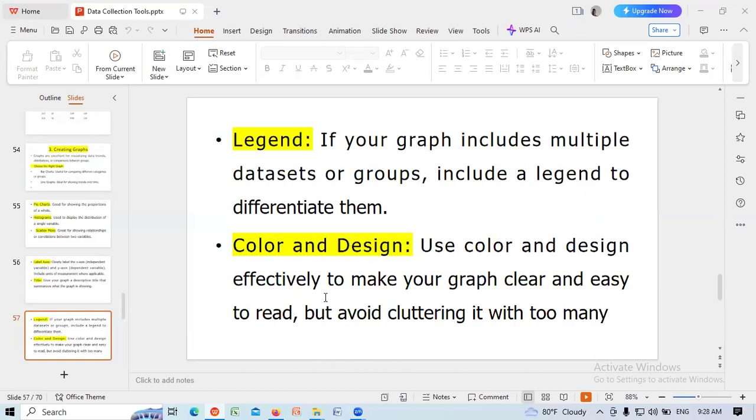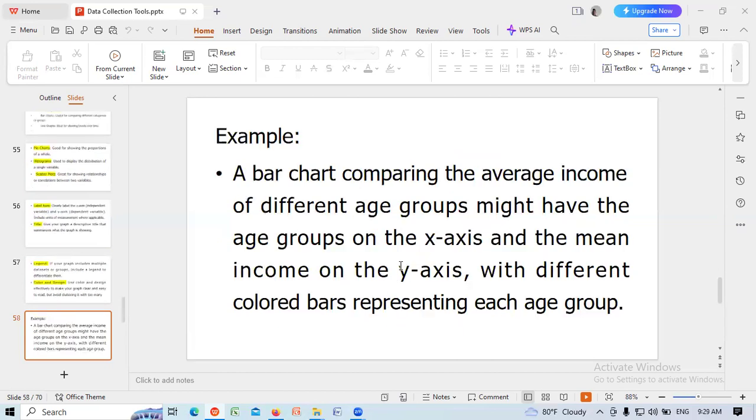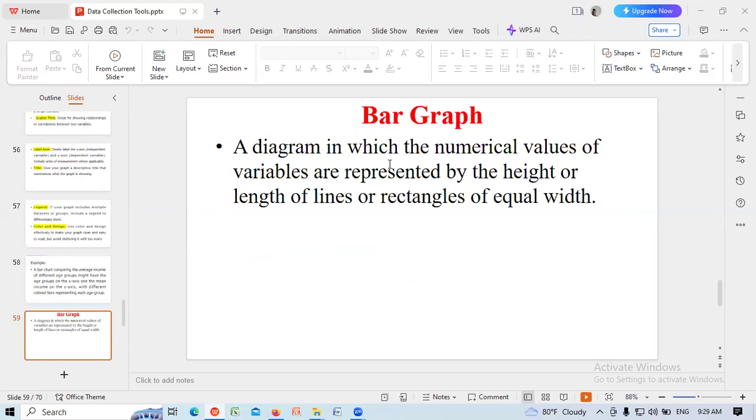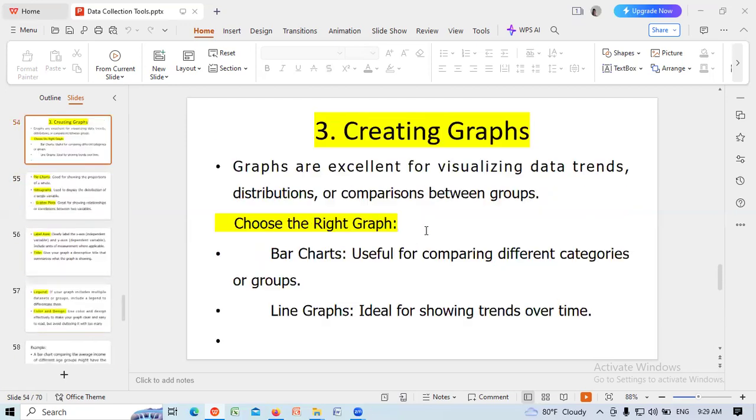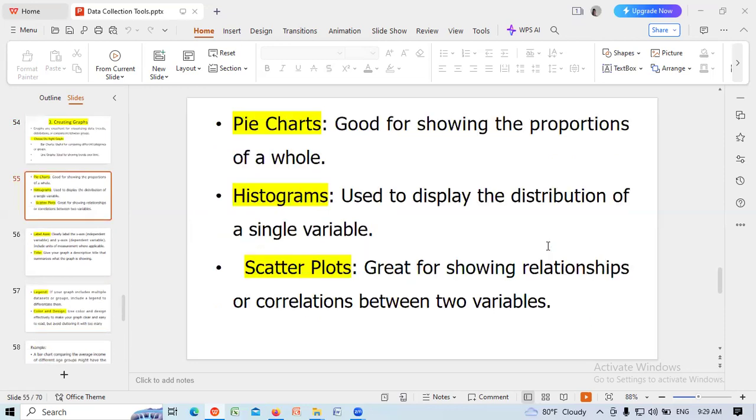Design: use color and design effectively to make your graph clear and easy to read, but avoid cluttering it with too many elements. Example of a bar graph comparing the average income of different groups: you might have the age groups on the x-axis and the mean income on the y-axis, with different colors corresponding to each group. Bar graphs or bar diagrams indicate numerical values of variables represented by the height of rectangles of equal width. This is the bar graph I have already discussed. Bar charts are useful for comparing different categories or groups.